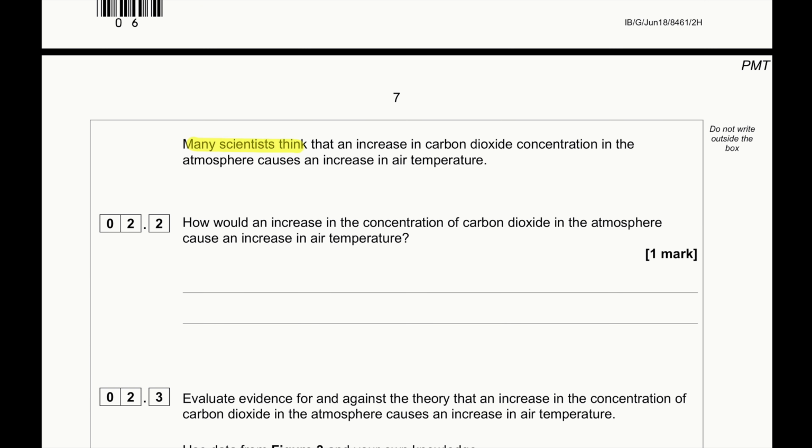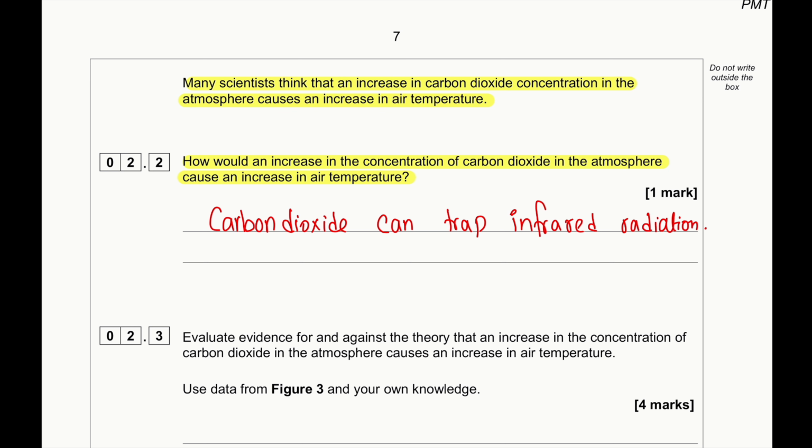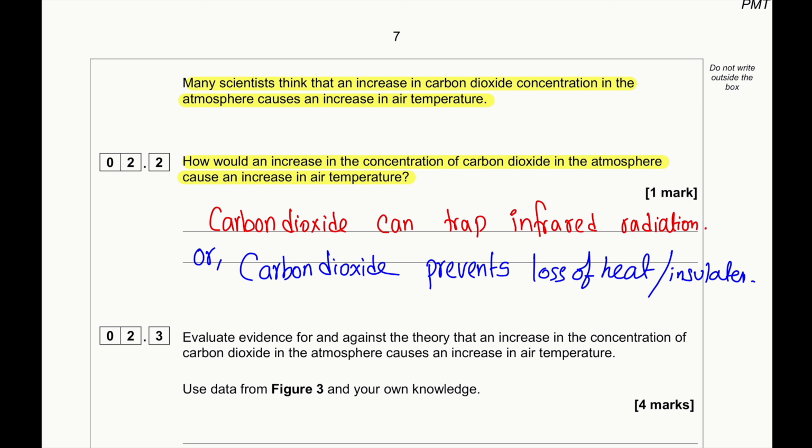Many scientists think an increase in carbon dioxide concentration in the atmosphere causes an increase in air temperature. How would an increase in the concentration of carbon dioxide in the atmosphere cause an increase in air temperature? Carbon dioxide can trap infrared radiation, or we can say CO2 insulates, prevents loss of heat.